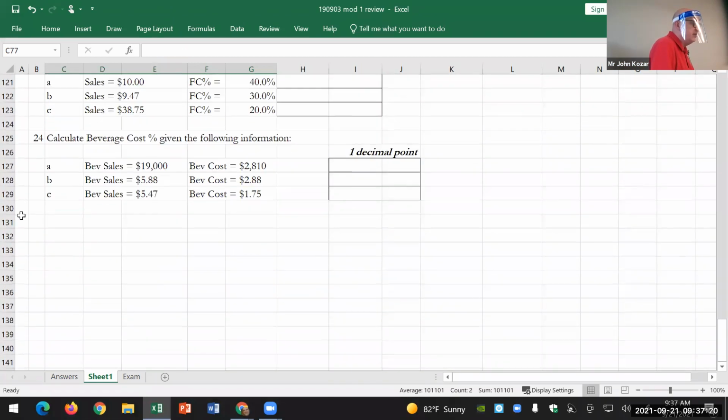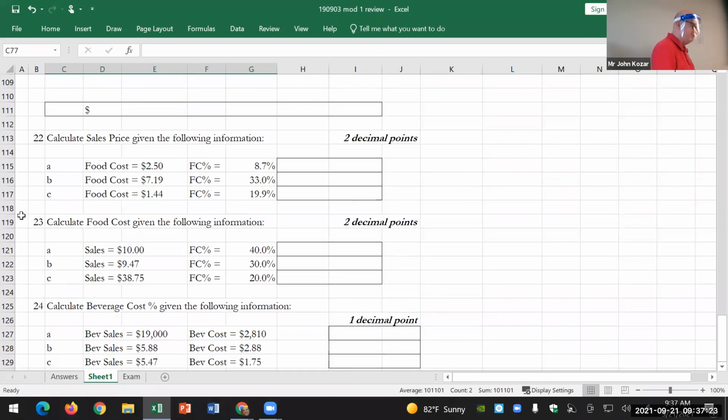Okay, and then at the end here, we just have some exercises, looking at the food, beverage, labor cost percentages, and using the same formulas to solve for a different variable in each one. So calculate the sales price given the following information. Food cost is $2.50. Food cost percentage is 8.7%. So what am I dividing by what? Or what am I multiplying?